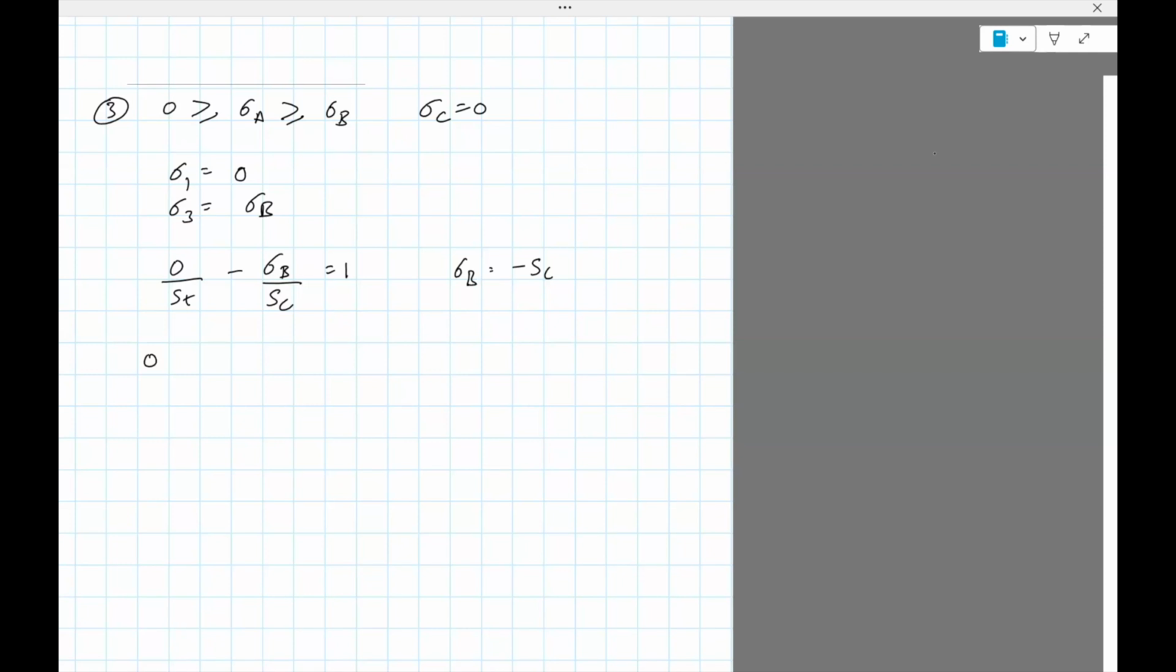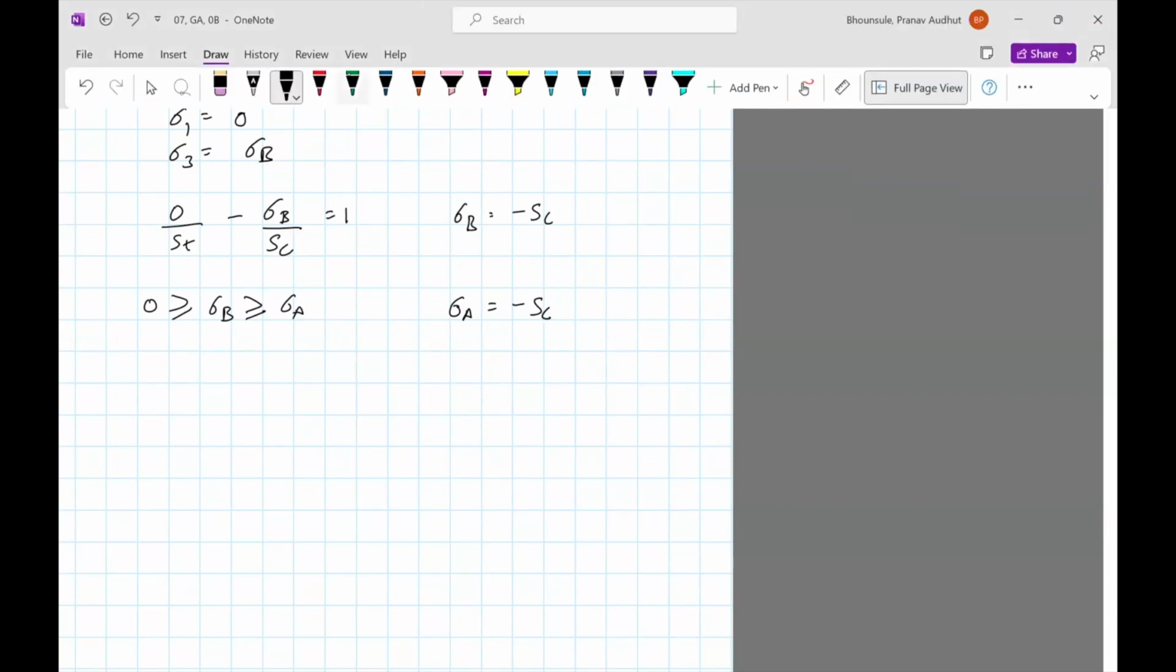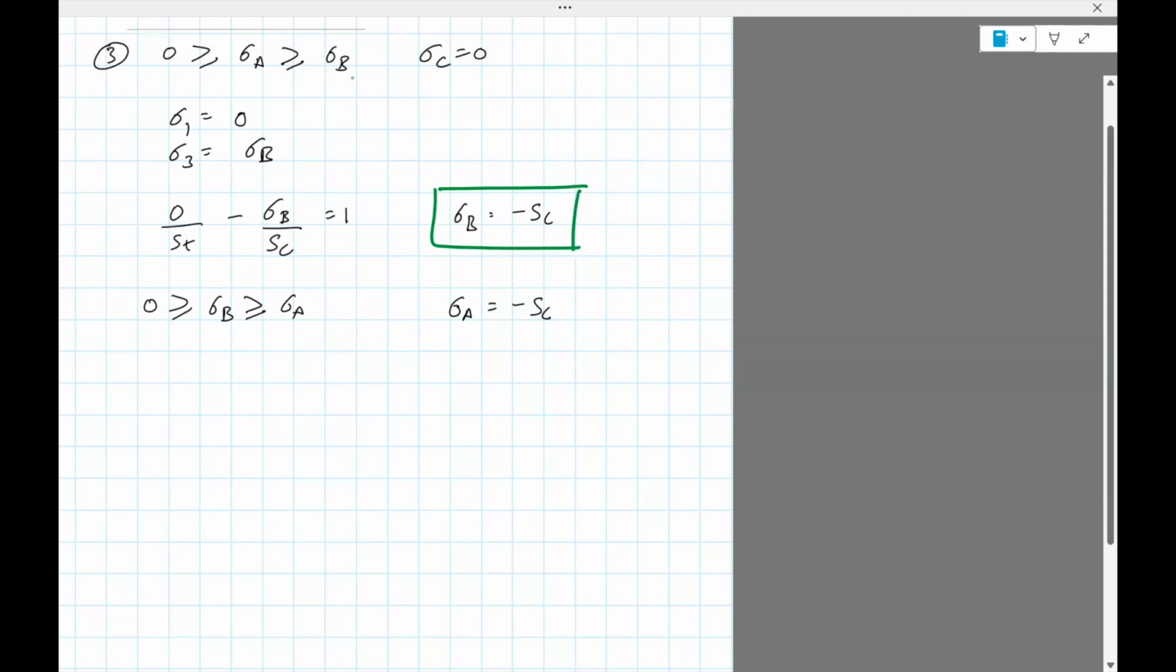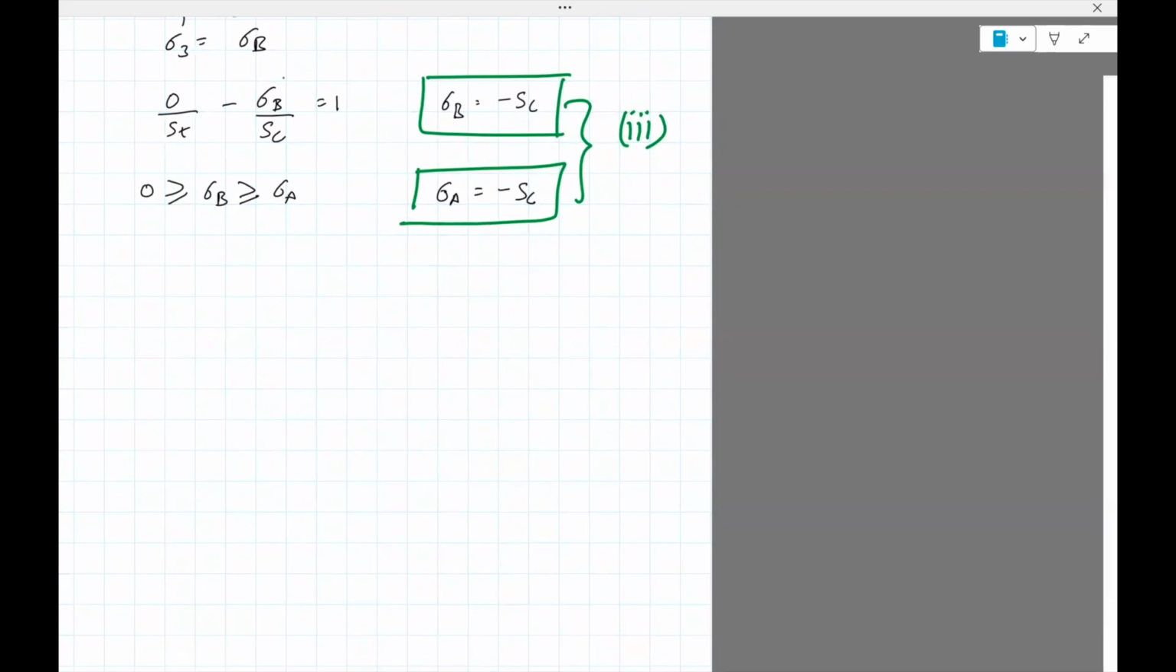Now we could also have this condition: 0 is greater than sigma B is greater than sigma A, in which case we will get sigma A equals minus SC. I won't really write it down, but the same logic. Okay, so with this, we have the third equation. So what I'm going to do is make a plot of these three conditions on the sigma A, sigma B plane.